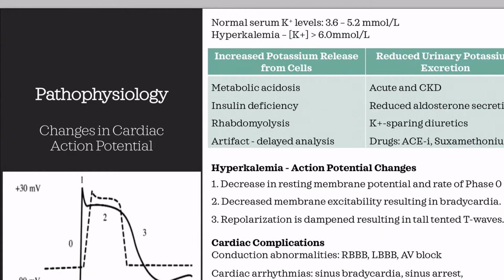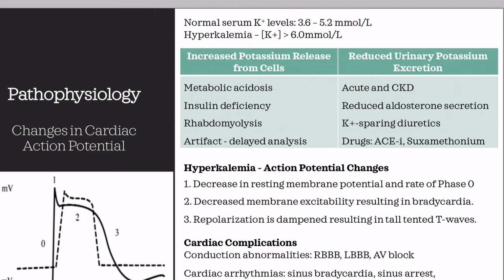Okay, now I want to quickly give you a brief overview of the pathophysiology of hyperkalemia. Hyperkalemia is described as serum potassium levels that are greater than 6 millimoles per liter. Normally, the serum potassium levels are between 3.6 to 5.2 millimoles per liter. However, in hyperkalemia, the serum potassium levels are greater than 6 millimoles per liter. And hyperkalemia has 2 broad categories in terms of causes.